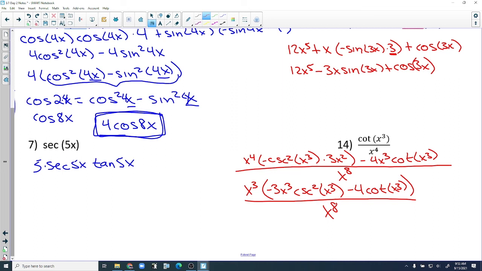So the final answer is negative 3x to the third cosecant squared of x to the third minus 4 cotangent x to the third over x to the fifth.